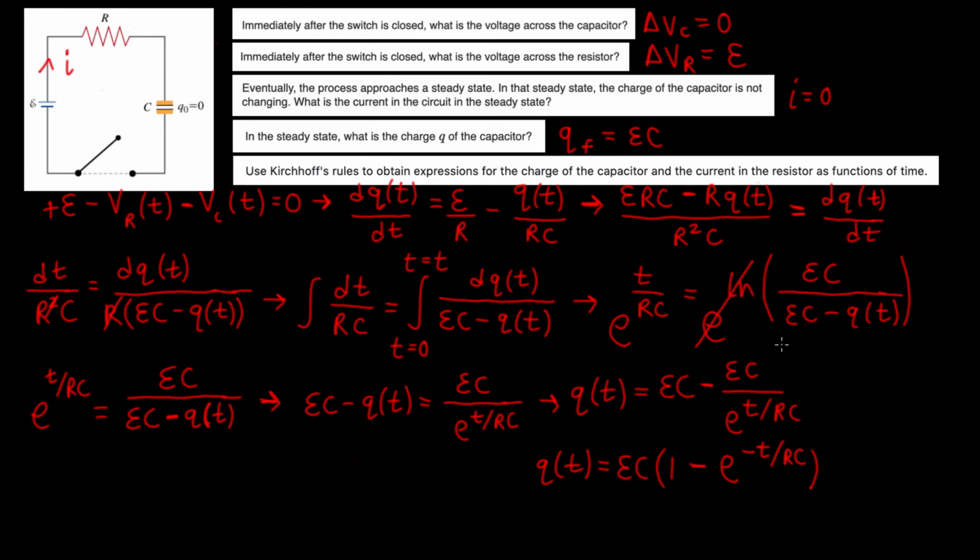And so this expression right here is the charge on the capacitor as a function of time. So the charge on the capacitor as a function of time is given by Q of t is equal to the voltage of the battery times C, parentheses 1 minus e raised to the negative t divided by RC. And so that's the charge on the capacitor as a function of time. Now we need to find the current in the resistor as a function of time.